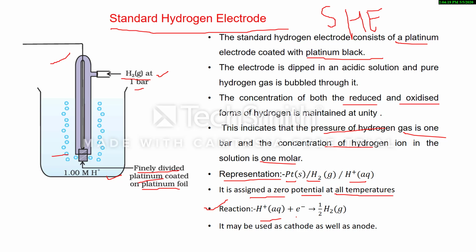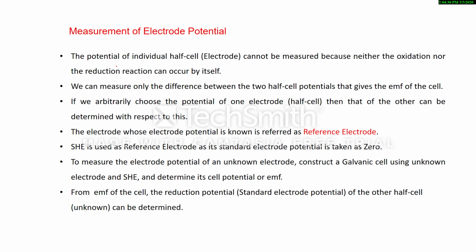This is H plus aqueous gaining an electron, and this will convert into half H2. This electrode, that is SHE, may be used as cathode as well as anode. This we will discuss in a later case. Is it clear? This is about the standard hydrogen electrode. Now, measurement of electrode potential.